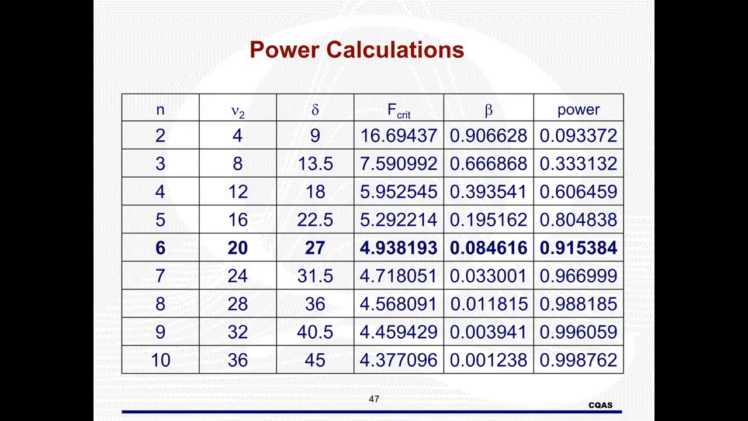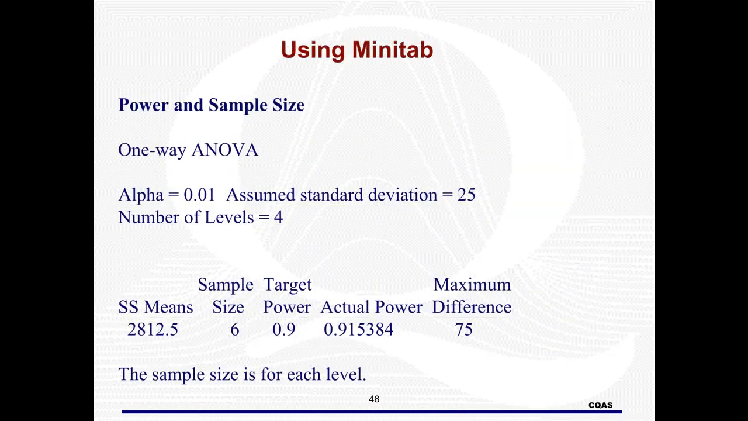Here are the results that you should get from typing in the command on the previous slide. Note here that we get a power equals 0.90 at n equals 6. You can find this under Stat, Power and Sample Size, One-Way ANOVA. Notice that we get the same answers.